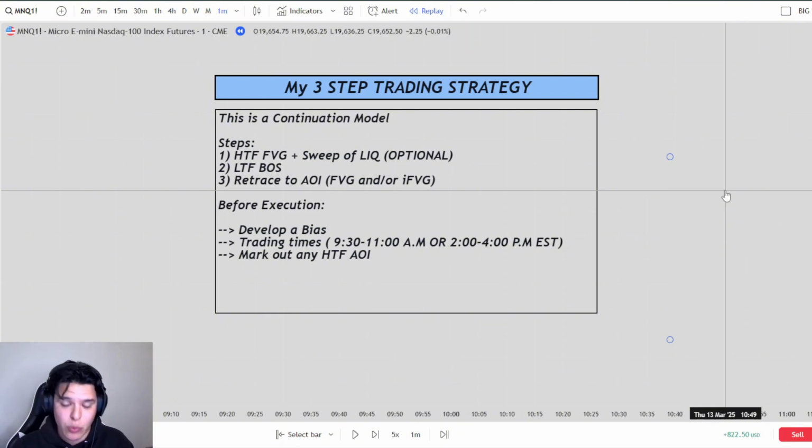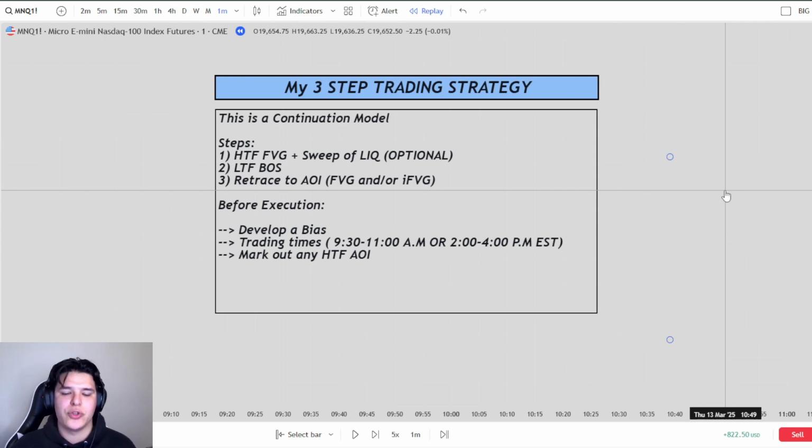Now, before we actually execute and I showcase some examples of this entry model working, what are you going to do beforehand, pre-market, with an actual trading plan? What is your job as a trader now that you have this information? Going into the day, going into the session that you're looking to trade, develop a bias. Look at that higher time frame narrative. What is the trend looking like? More importantly, are there any higher time frame areas of interest that you need to mark out? Any fair value gaps? Any draws on liquidity? Anything like that?